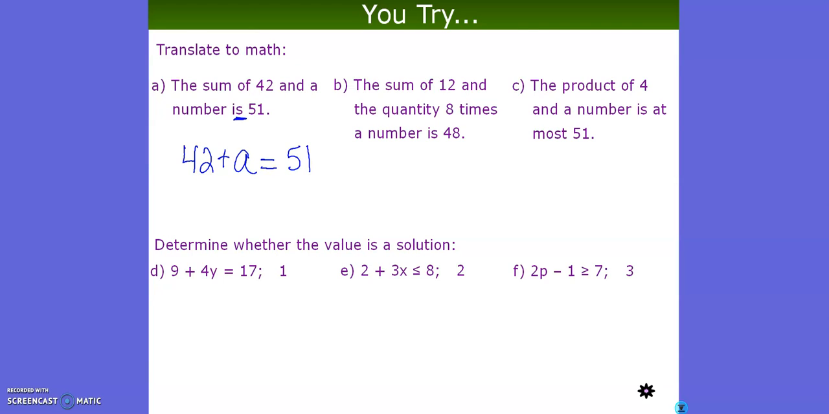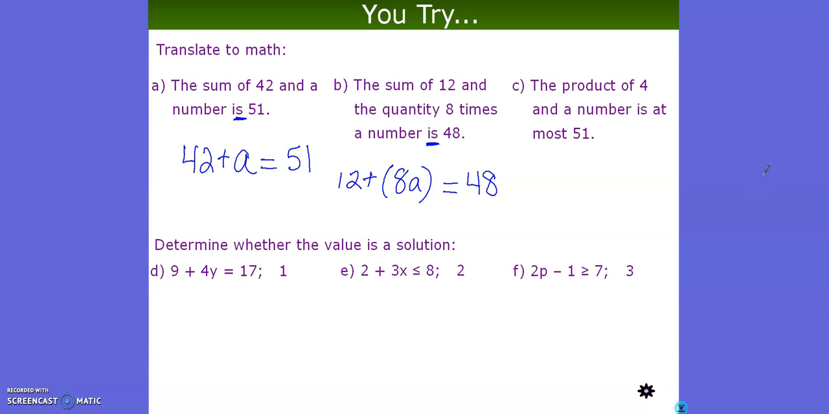The sum of 12 and the quantity 8 times a number is 48. So again, I'm going to look for that comparison. It says "is," so I'm going to put my equal sign here. Is 48, and I'm going to go back to the rest. It says the sum of 12, so sum means addition, of 12 and the quantity. Remember, quantity means some sort of grouping symbol, so I'm going to use parentheses of 8 times a number. So I'm going to say 8a, end my parentheses.